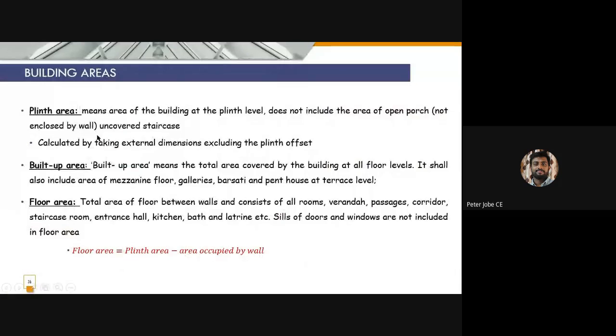Plinth area means the area of the building at the plinth level. It does not include the area of open porch, which is not enclosed by wall, or other uncovered staircases. All those things won't be included while we calculate plinth area. It's actually calculated by taking the external dimensions and excluding the plinth offset. So what is meant by plinth offset?